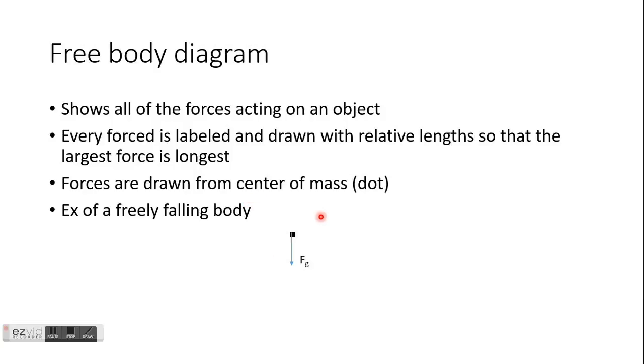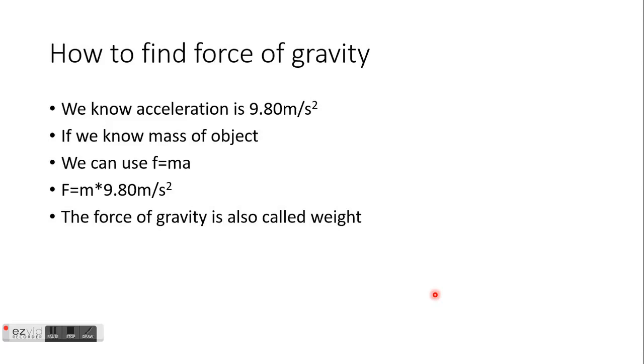The forces are drawn from the center of mass. Usually you can just draw it as a dot in dynamics, because if we just imagine all the forces acting upon the center of mass, we're allowed to do that, and it makes things a lot easier. So a freely falling body, there's a little dot, and there's the force of gravity. Freely falling means that only the force of gravity is acting upon it, so that's why you only see the force of gravity.